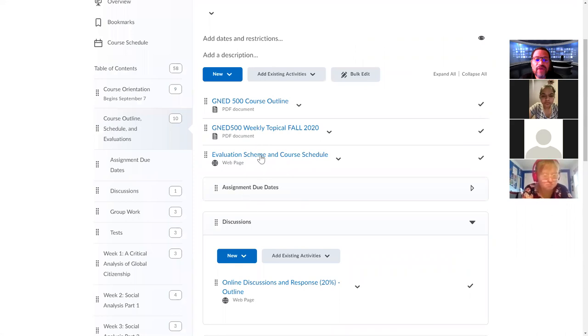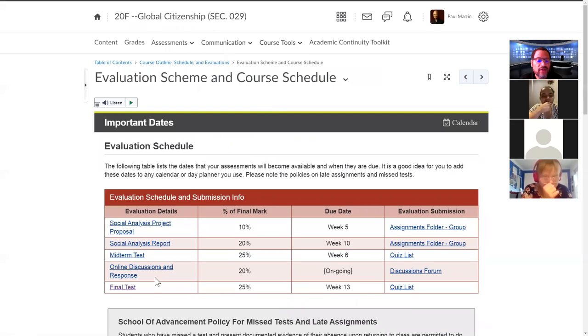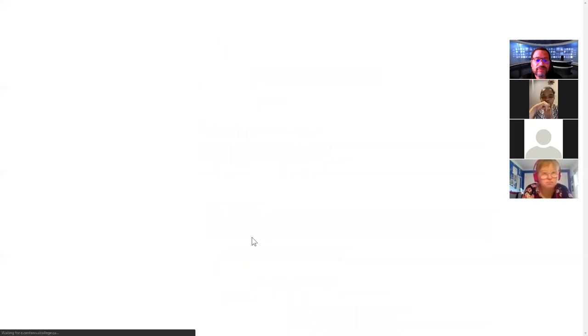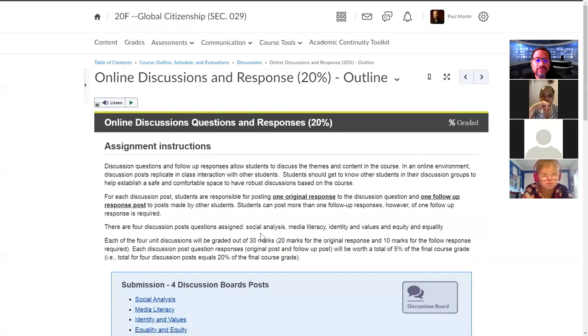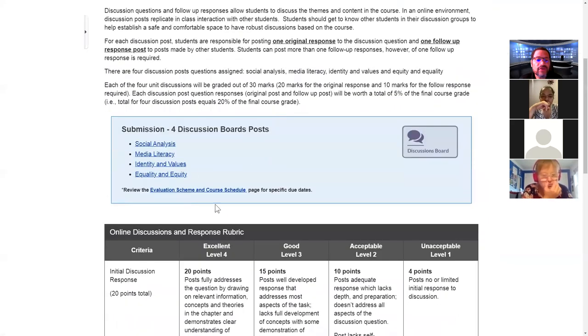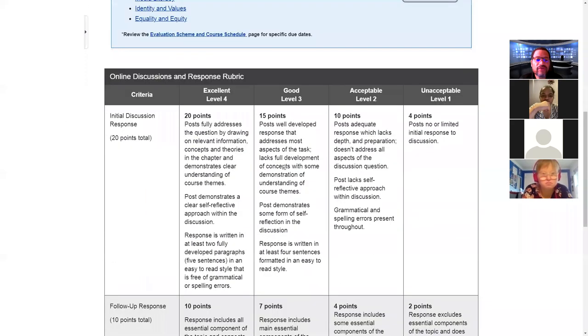So we were into assignments. So this is the evaluation scheme and course schedule, which is where we're just at. Final test. And then these are the online discussions. It explains the different posts, and the various posts are here. Click on each one. It'll take you to that particular area where you have to make this discussion. And then this is the marking.